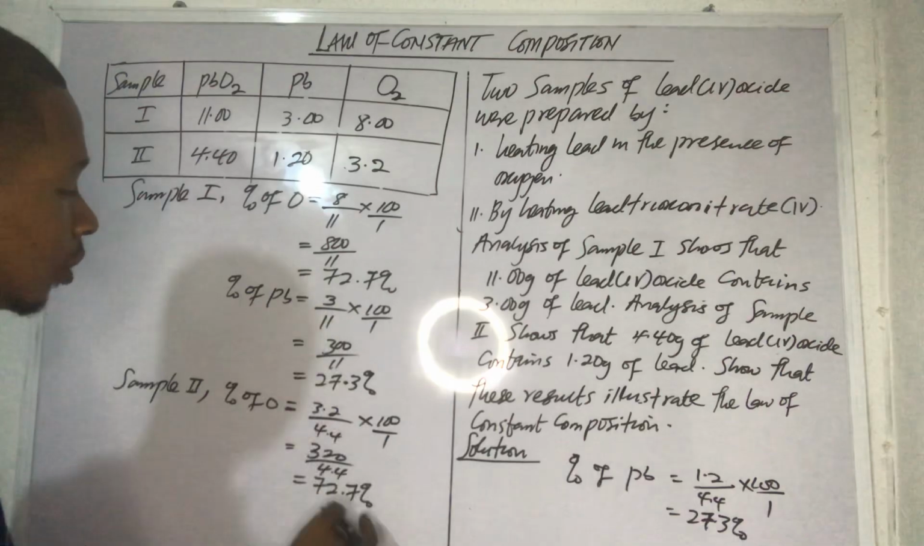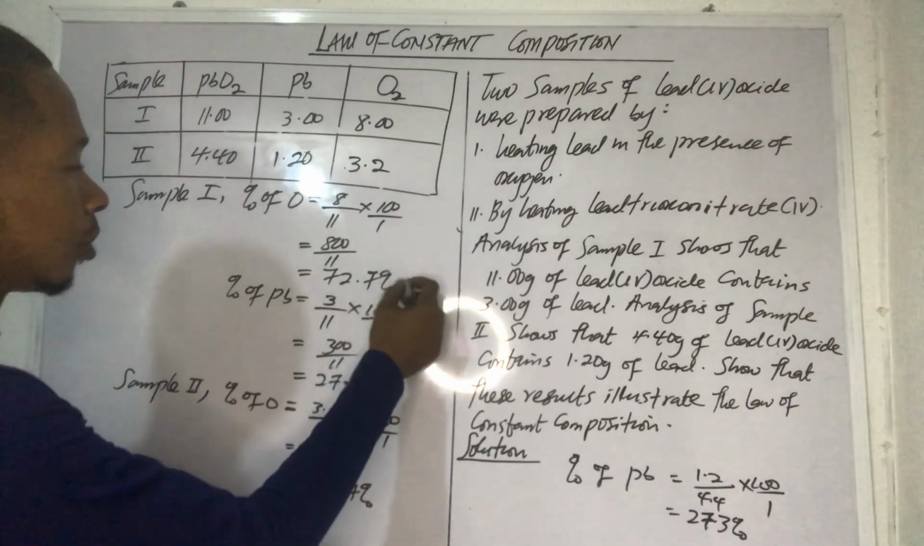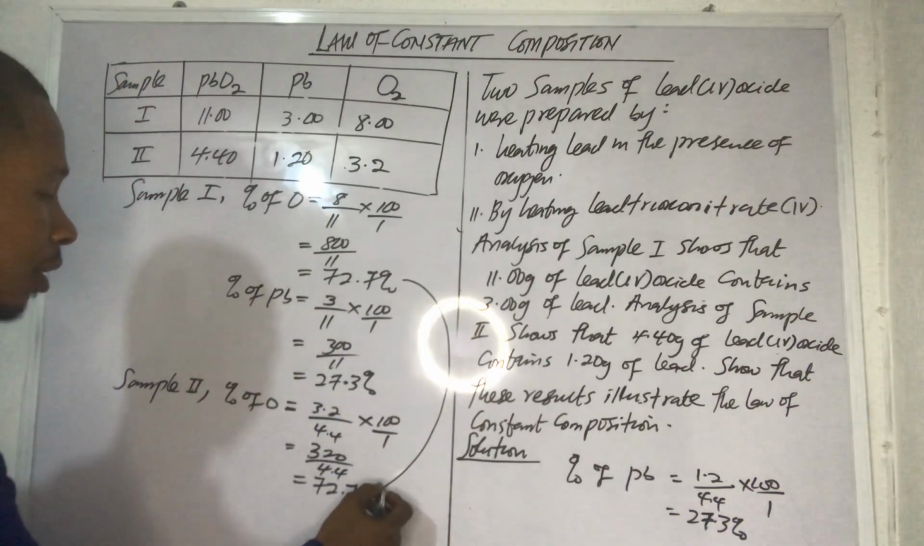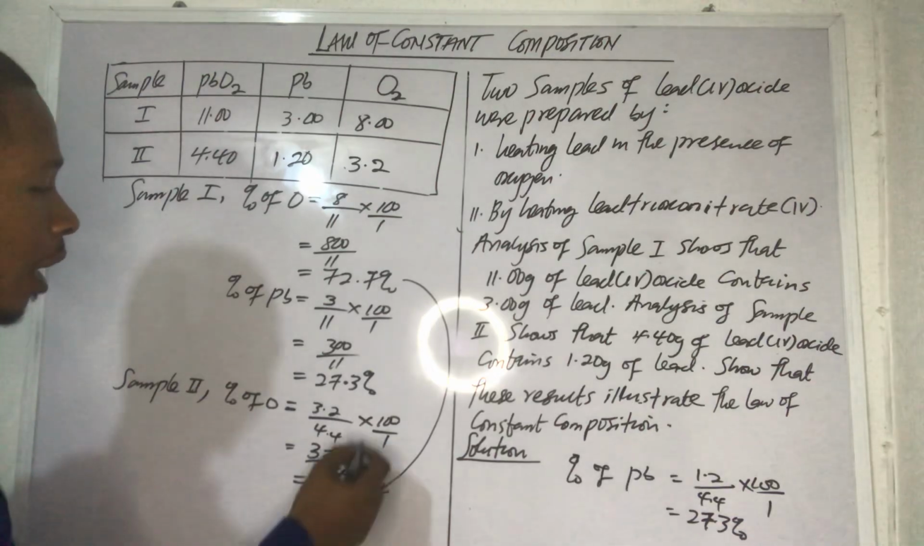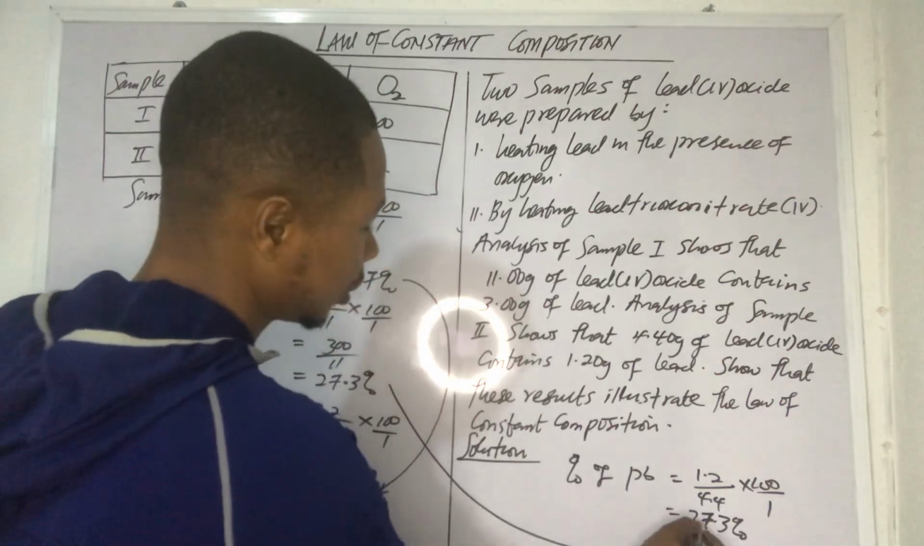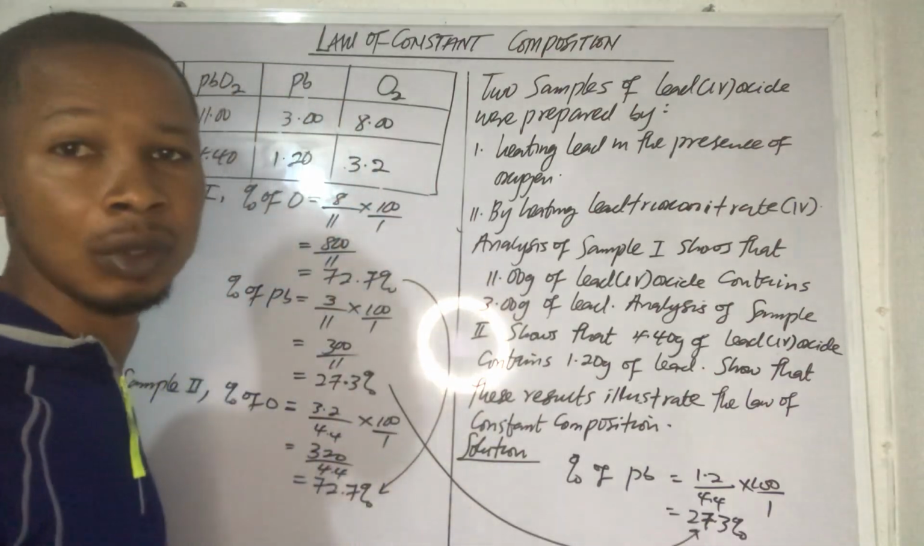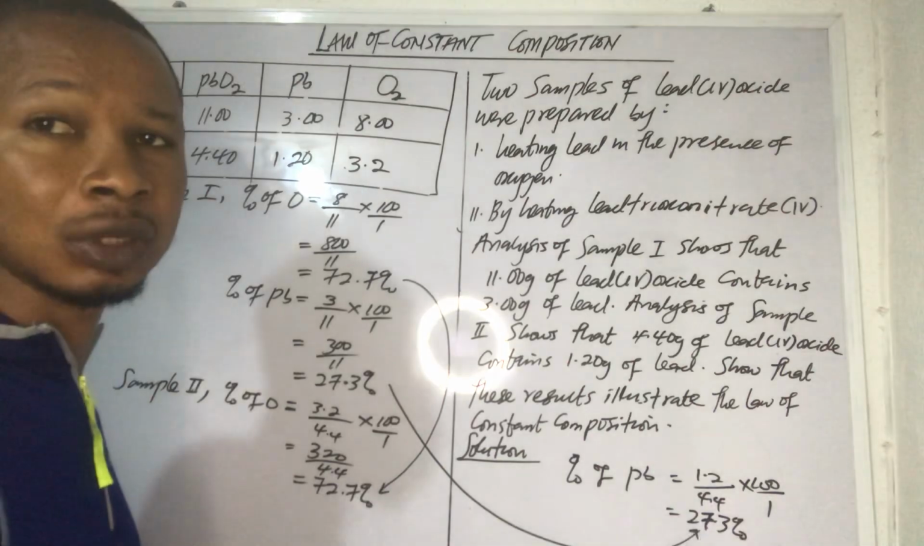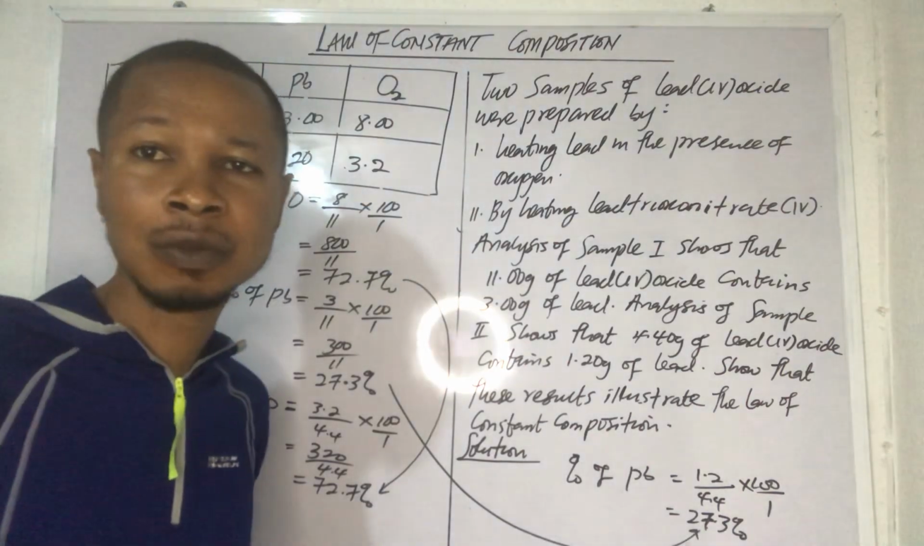So the percentage of oxygen in the first sample is the same as the percentage of oxygen in the second sample, and the percentage of lead in the first sample is equal to the percentage of lead in the second sample. It shows that the law of constant composition has been verified.